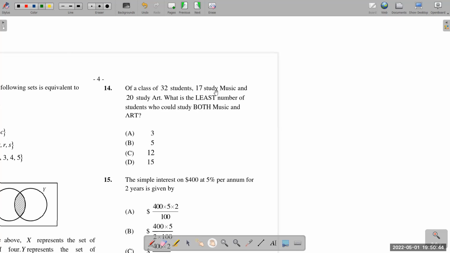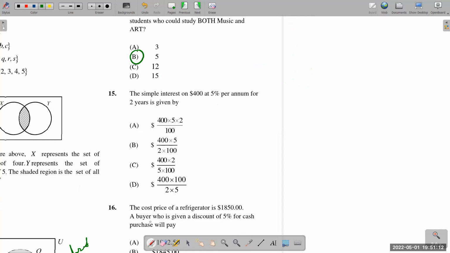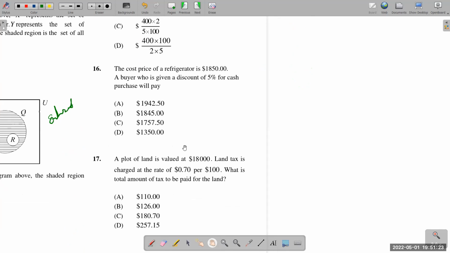Out of a class of 32 students, 17 study music, 20 study art. What is the least number of students who could do both music and art? We did this already. If the maximum is 32, when I add 17 and 20, what do I get? I get 37. What's the difference between 32 and 37? 5. We did this exact question already. Come tell me the answer there quick. A. This is a perfect example of why you need to go through questions, because they come back all the time. All right, next one.